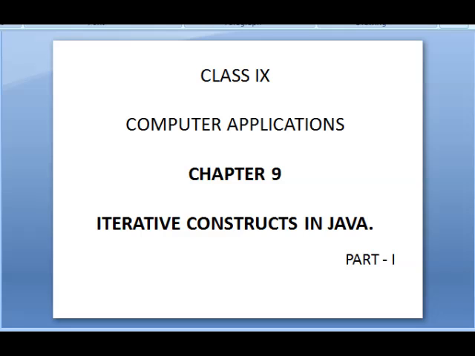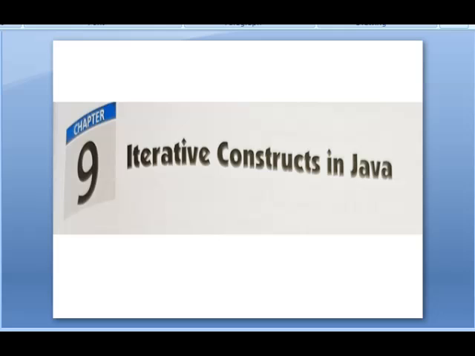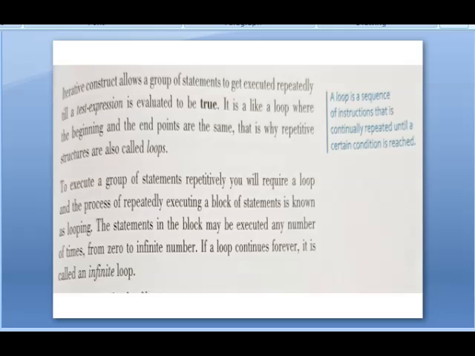Students, this is chapter number 9. The chapter is Iterative Constructs in Java. Now we are going to see what these iterative constructs are. An iterative construct allows a group of statements to get executed repeatedly till the test expression is evaluated to be true.